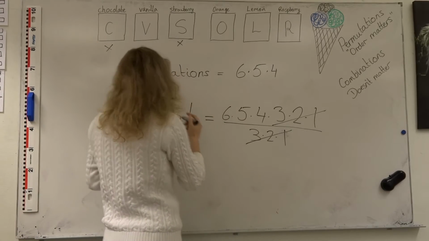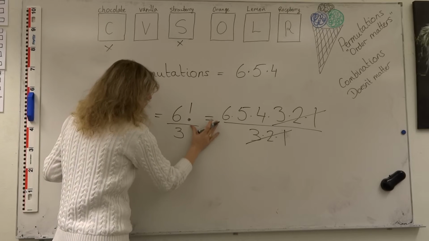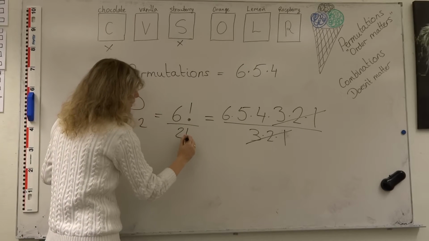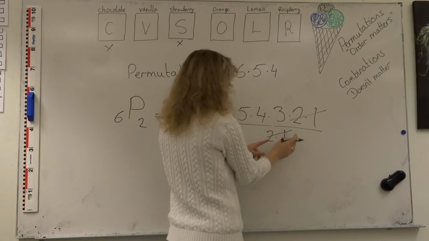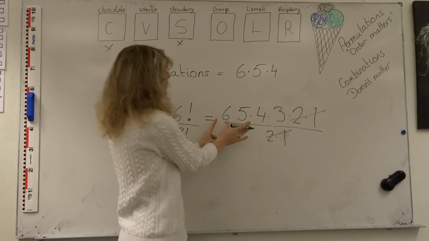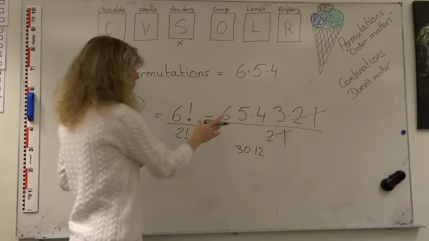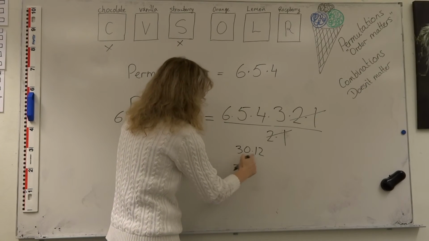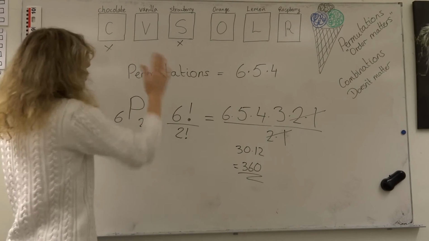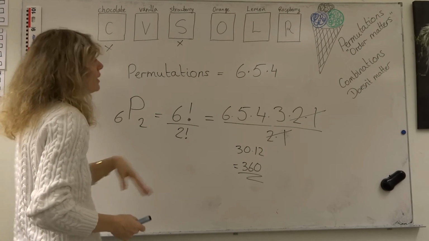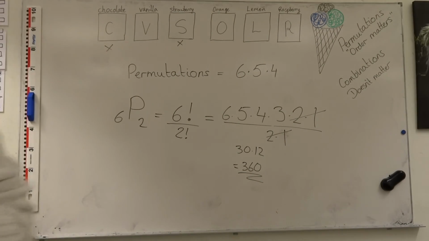And if I'd had, let's say that we'd change this to 2 scoops, then this formula would change to 2 factorial on the bottom. The 3 would stay here on the top. There would be no 3 on the bottom here. And we'd get 2 times 1 and 2 times 1. So we'd get 30 times 12. So if I was going to have 4 scoops of ice cream, there'd be 360 combinations. So this is permutations, and in the next video I'll explain combinations and the difference between permutations and combinations.